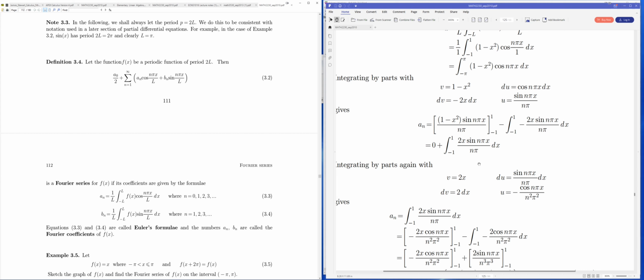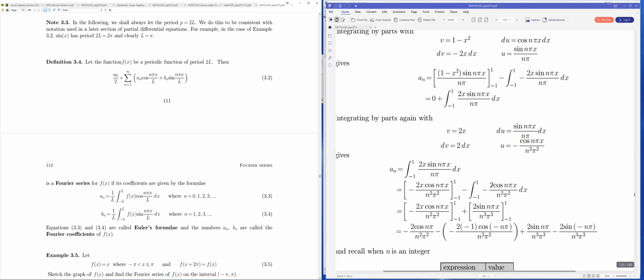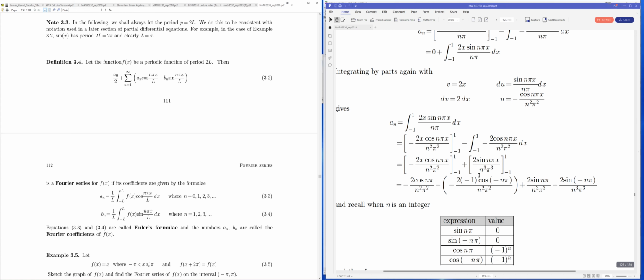And now I need to use it again. I choose v is equal to 2x, because I want to simplify that. Everything else is going to be the du. And I just use my integration by parts formula. This is uv over here, and this is u dv over here. Okay, and here I need to integrate this.